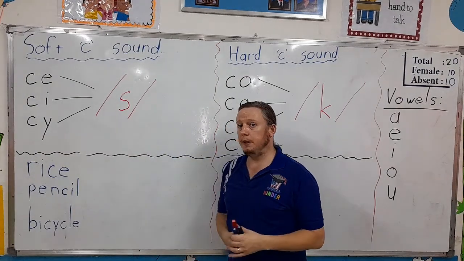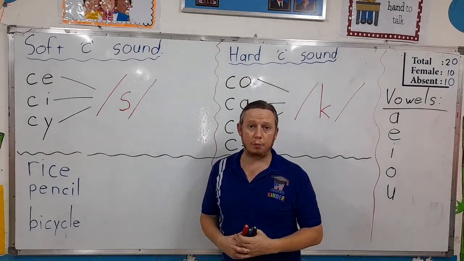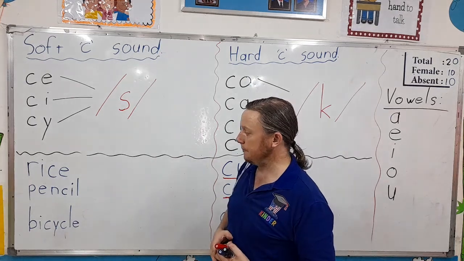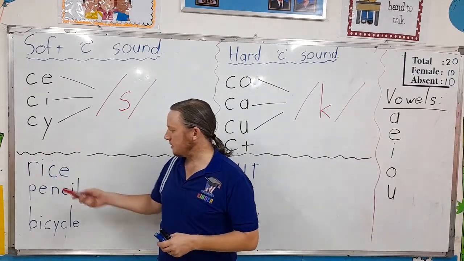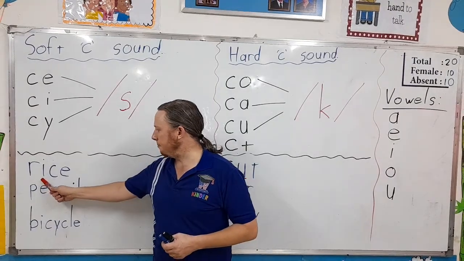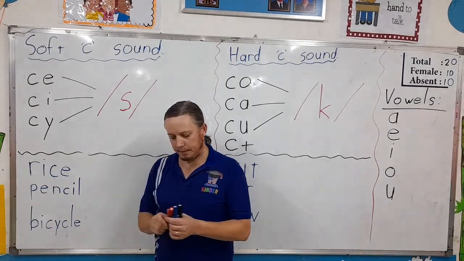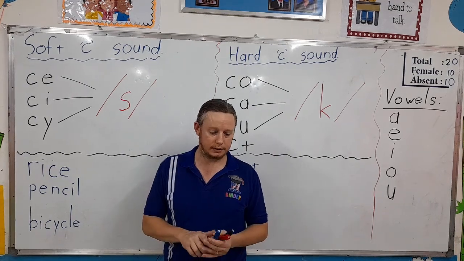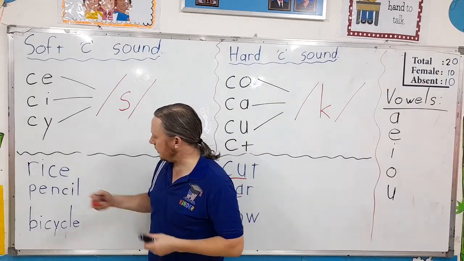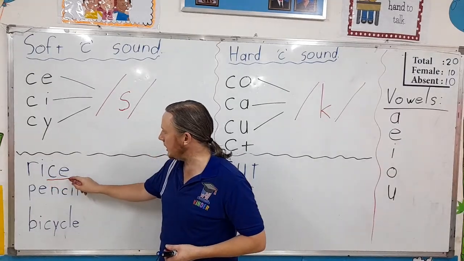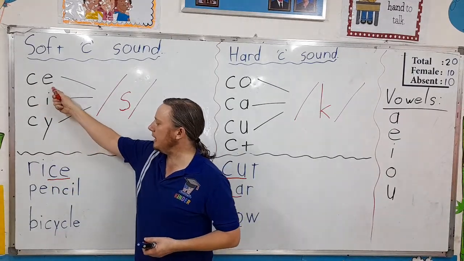Okay, so we're going to be learning a whole bunch of new words today with our soft C sound, but some of them we already know. For example, rice. Remember when we did I blank E, because the I makes a long I sound. Okay, so where's my red marker? So rice, here I can see C-E, C-E.